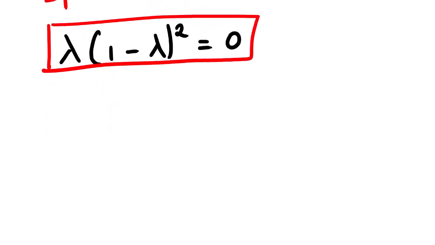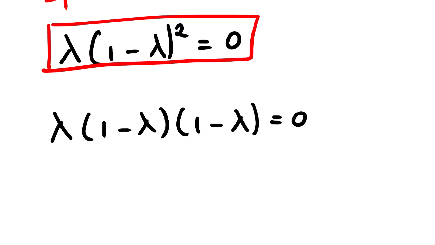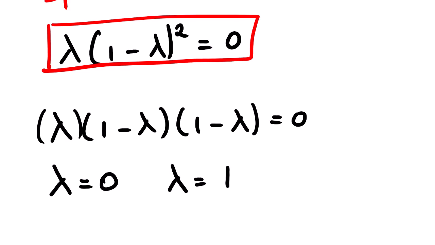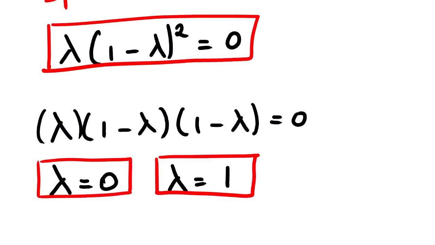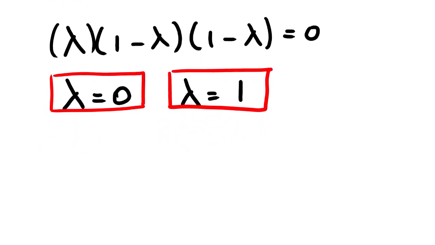And then to find our eigenvalues, you can see that our first eigenvalue will be 0. Our second eigenvalue will be positive 1. Now you can see that the algebraic multiplicity of the eigenvalue positive 1 is 2, because we can see that it appears 2 times.